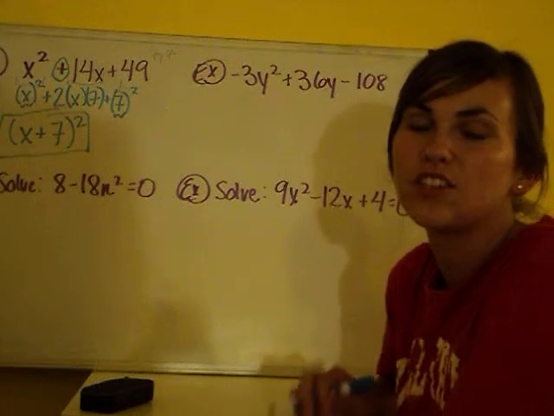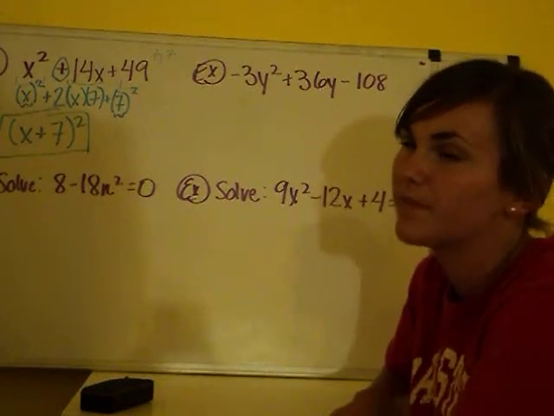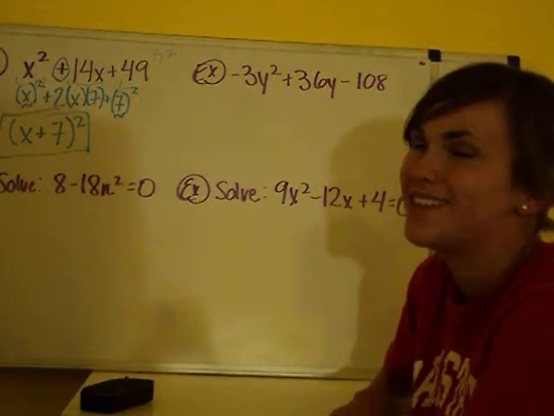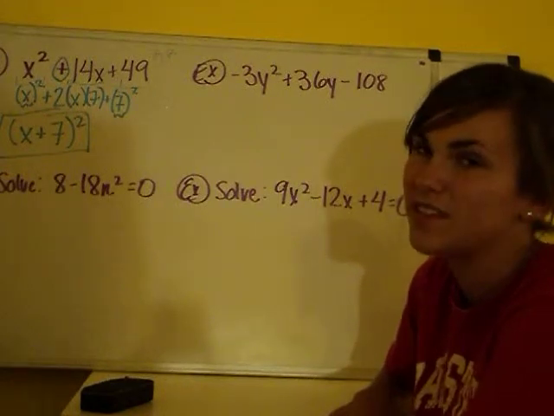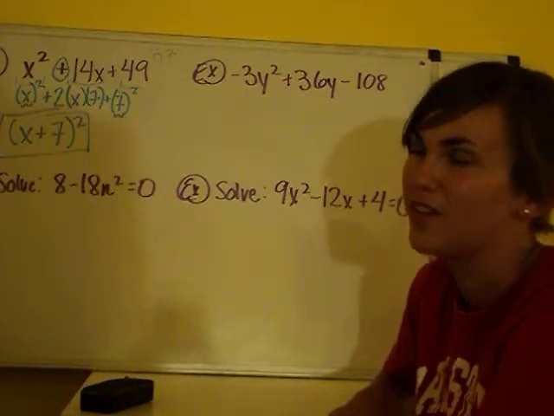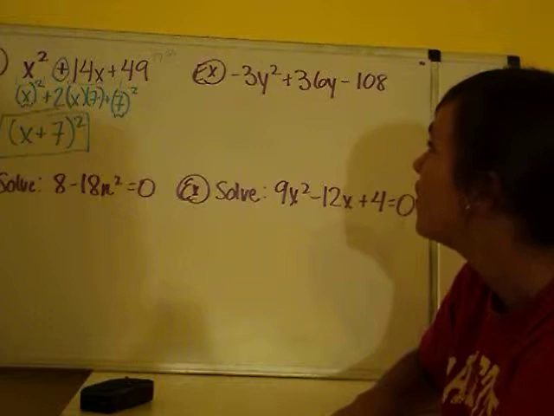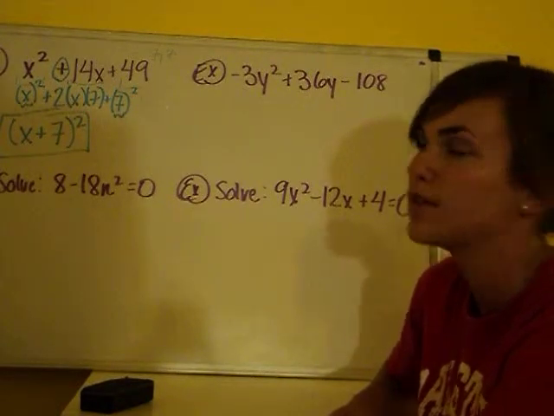Are the first and last terms perfect squares? No. 3 is not a perfect square. And we can stop our hunt there. We don't have to figure out if 108 is or not. Okay, so now we need to start going back into our toolbox.